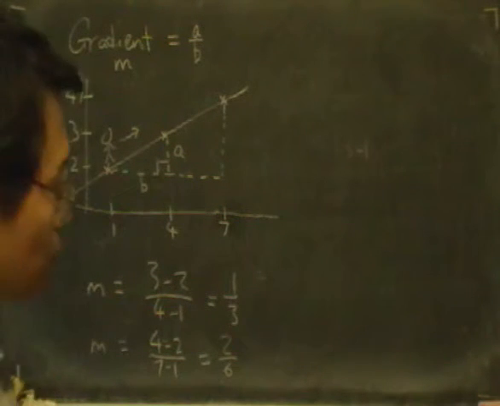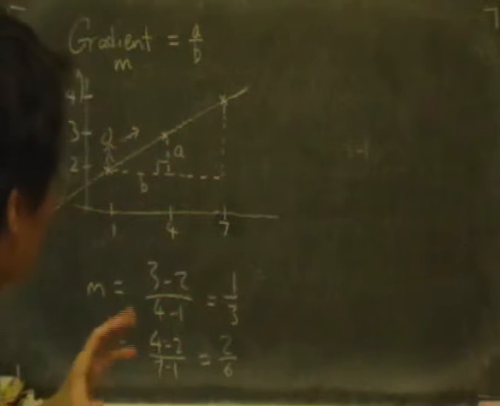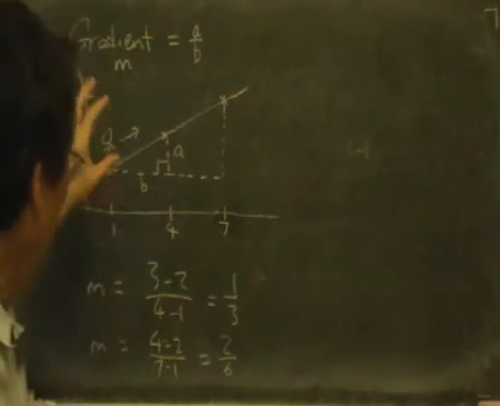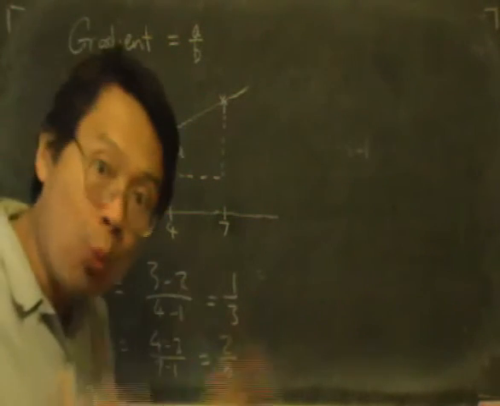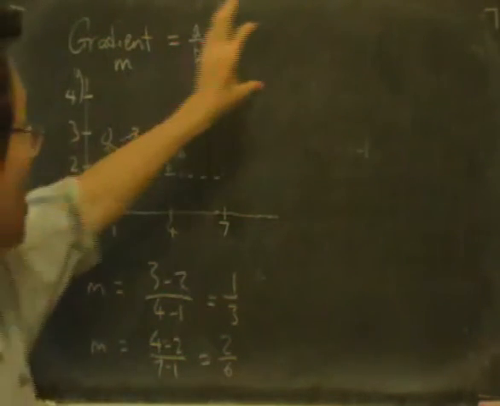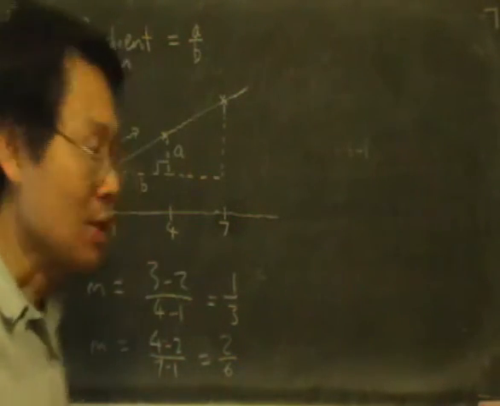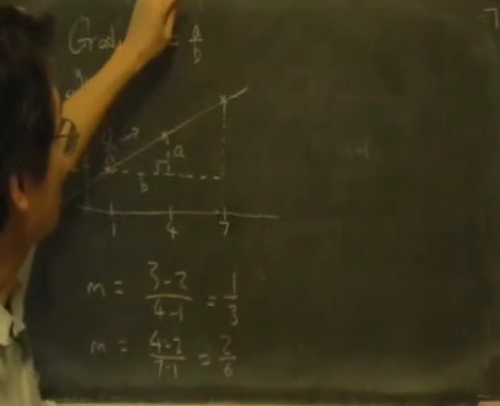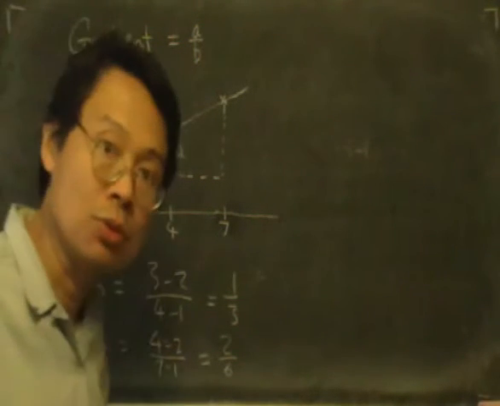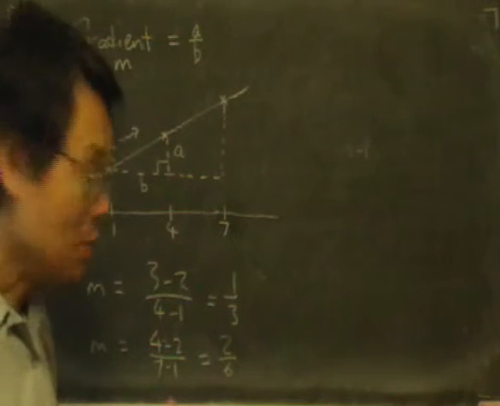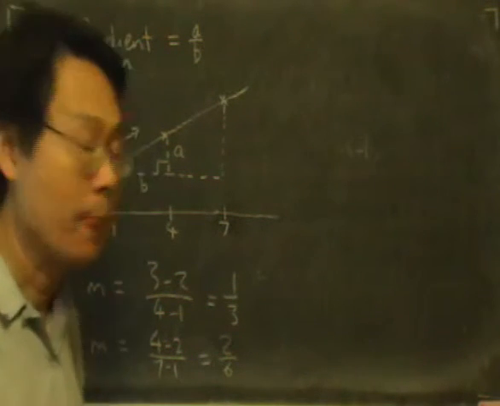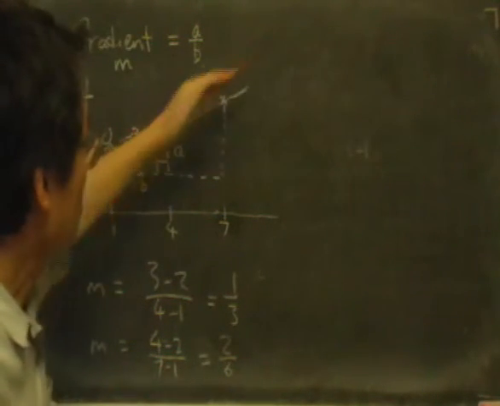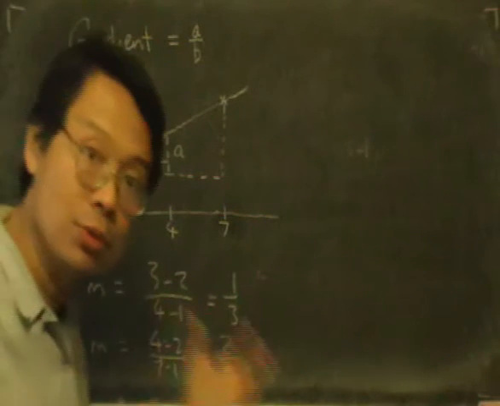Now, this feature, that no matter what triangle I choose, whether it's big or small, and no matter where I choose it, whether I choose it here or there, I will get the same answer when I calculate the gradient using this formula, using this vertical divided by horizontal distance. So that's why this idea of gradient is useful, because you can use it anywhere you are along the line, and it gives you the same meaning.